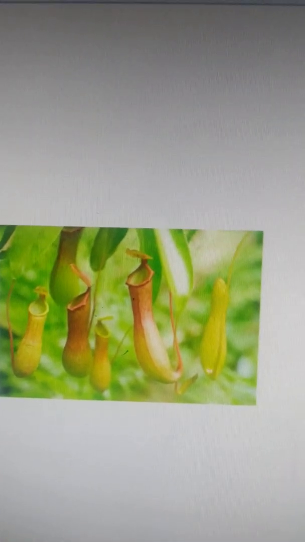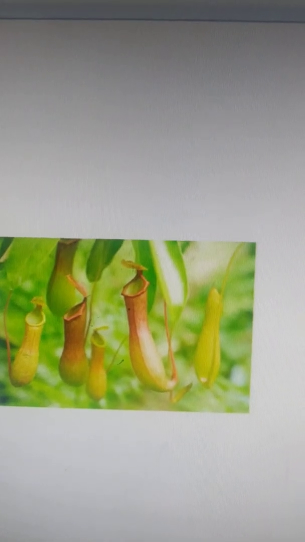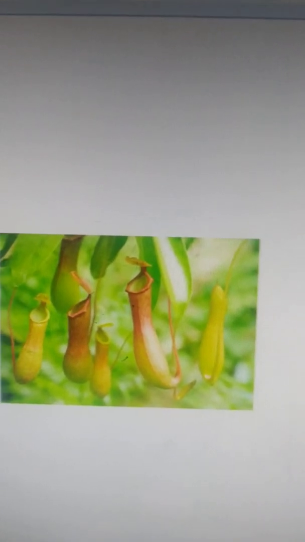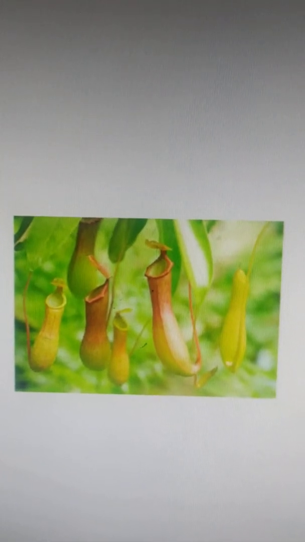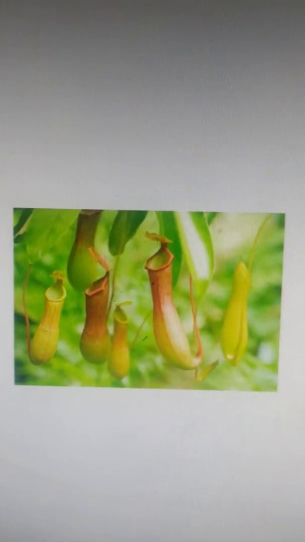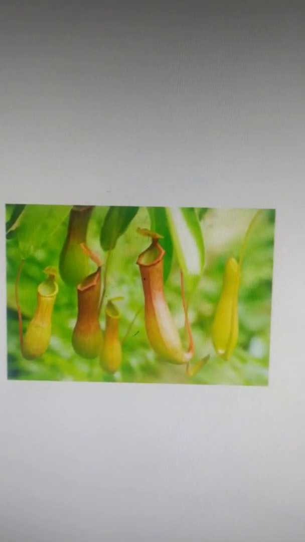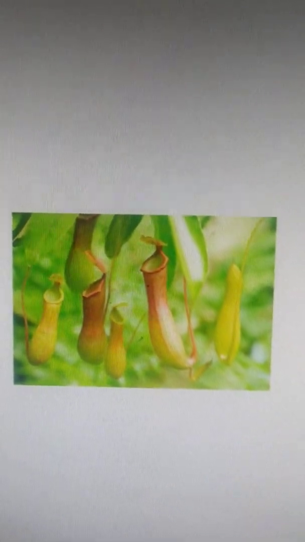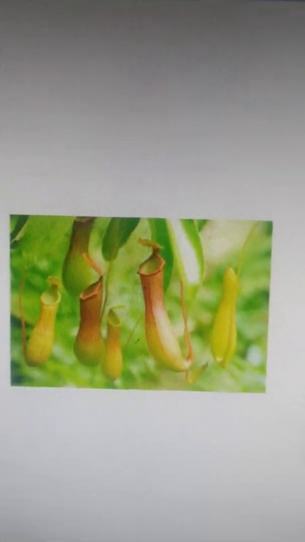The insectivorous plants grow only in soils which do not contain sufficient nitrogen mineral. These insectivorous plants trap insects by various methods, kill them, and digest them to obtain nitrogen compounds for their growth. Some common examples of insectivorous plants are pitcher plant, sundew, Venus flytrap, and bladderwort.